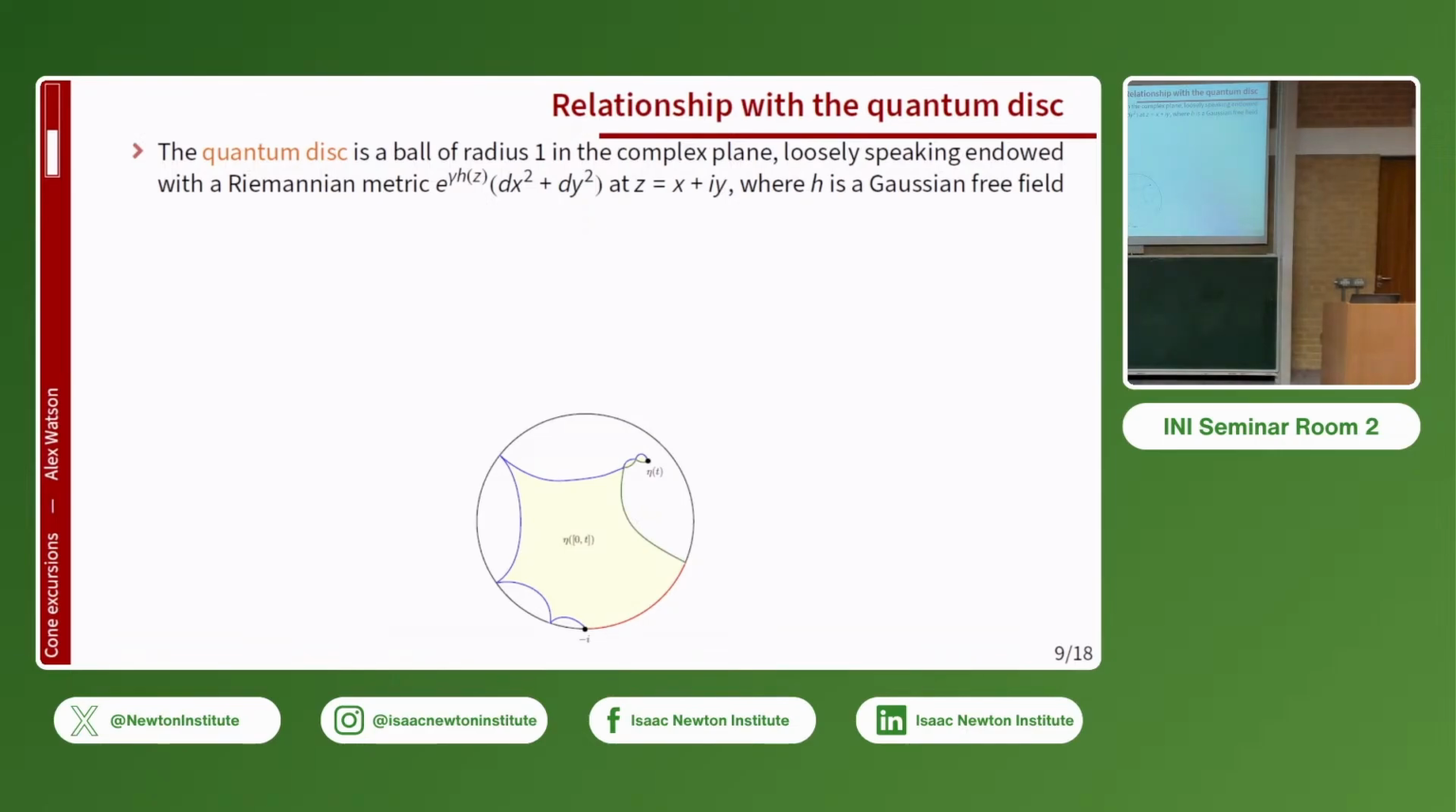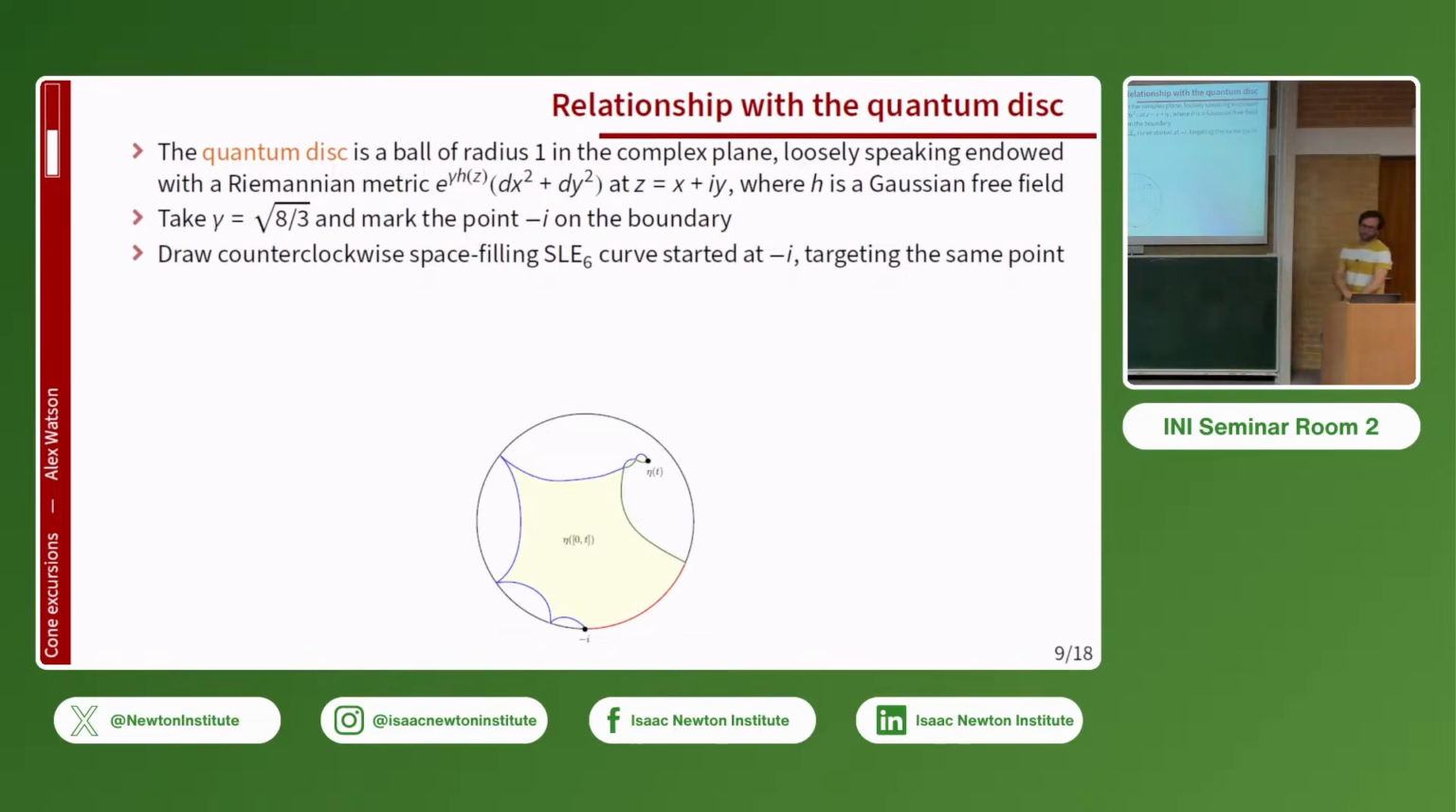Now I take gamma equals √8/3. That corresponds to picking theta equals 2π/3 in our cones picture. And I mark a single point on the boundary of this disk, minus i. Now I do even more stuff.